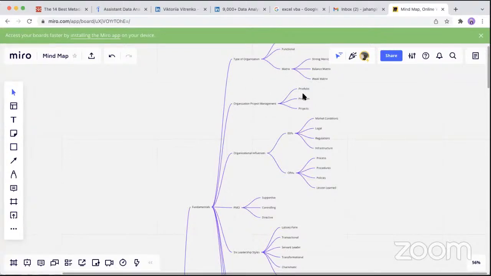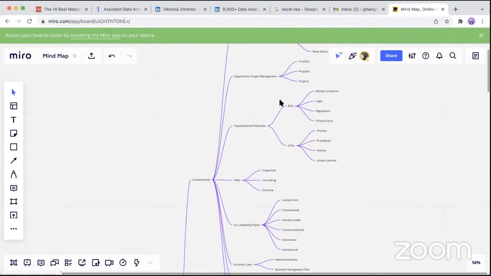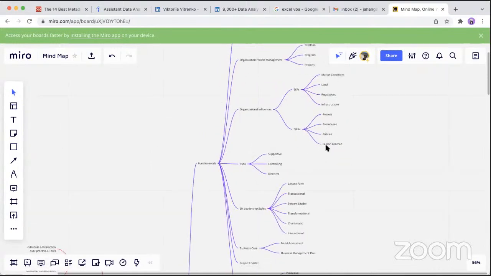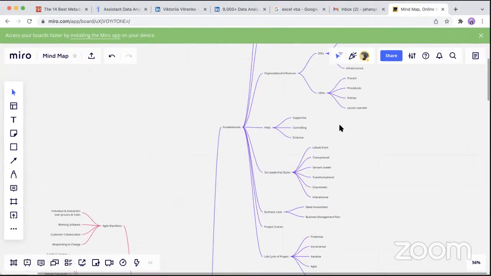Then in organization project management, we have different strategies to achieve the business value. For that, we make a portfolio. In portfolio, we have programs, projects, and operations. And then there are some influences in the organization: EEF, which consists of market conditions, legal regulations, and infrastructure. Then we have OPAs, which are internal to the organization, like processes, procedures, and policies. Then in the organization, we have a PMO, Project Management Office, which plays an important role. They have a role like supportive, controlling, or directive.